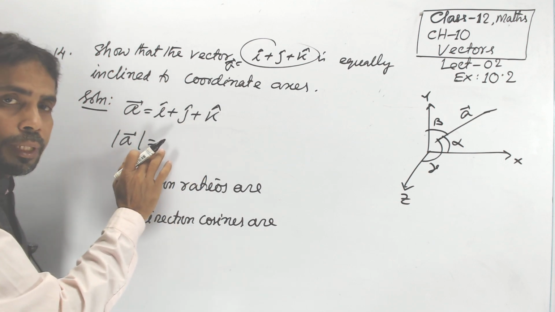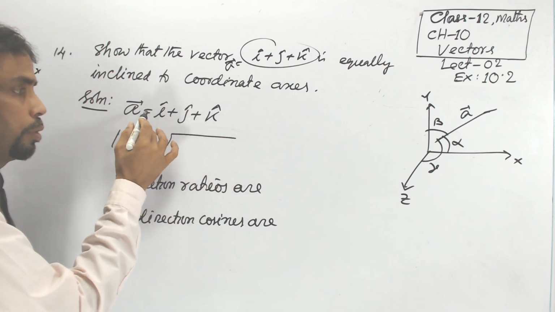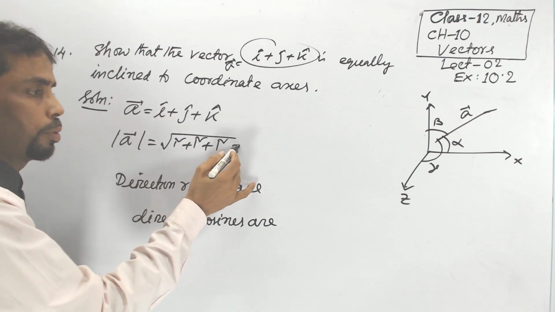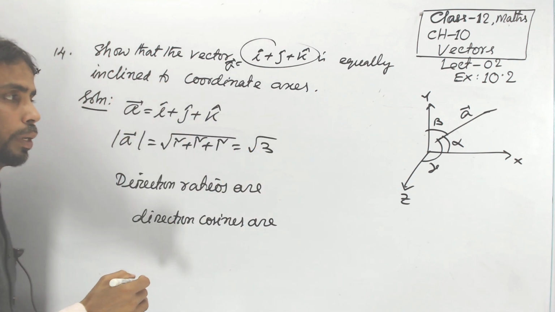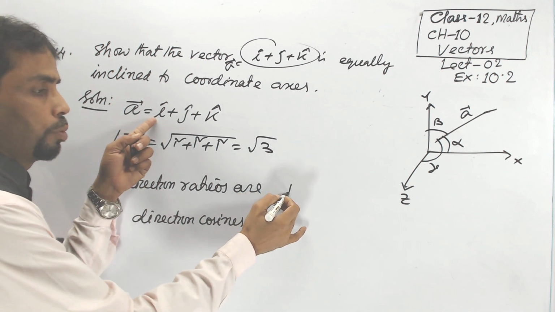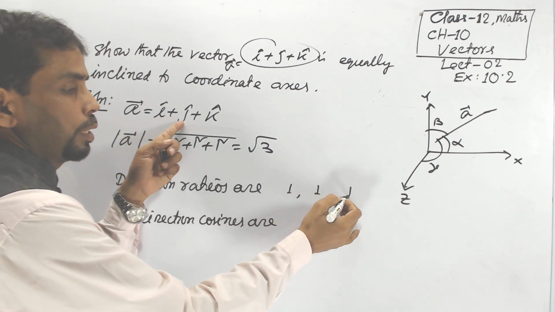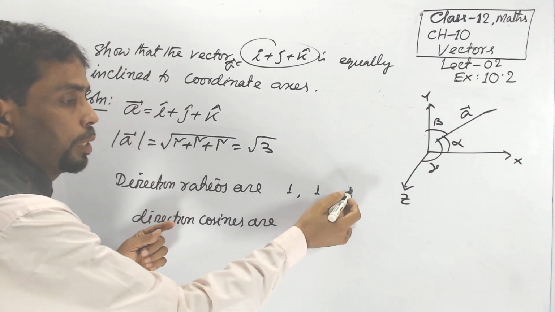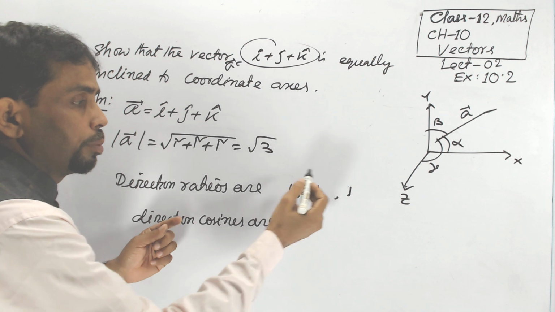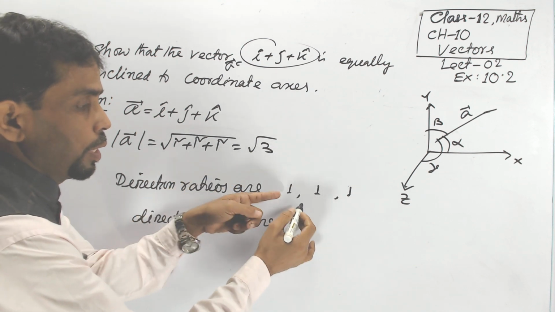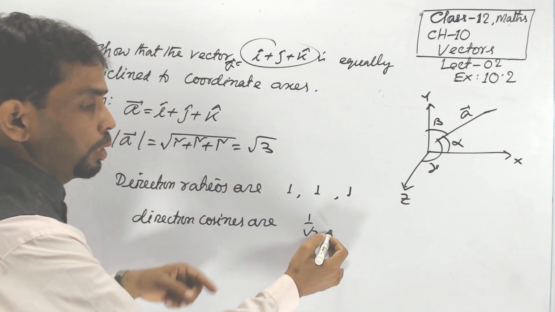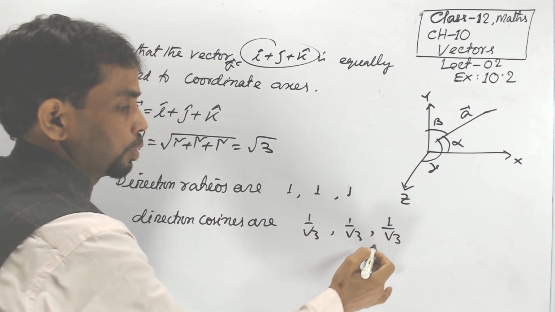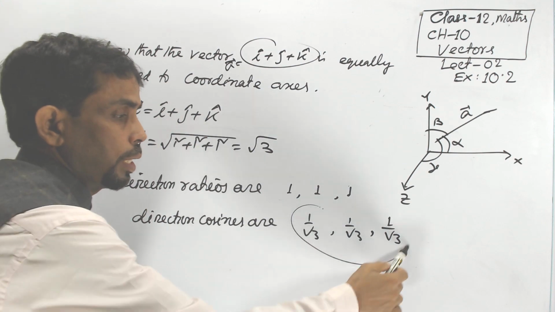First I'll find its magnitude. Coefficient of i is 1 squared, coefficient of j also 1 squared, coefficient of k also 1 squared. It is square root of 3. Now I'll first write the direction ratios. Direction ratios are 1, 1 and 1. And then the direction cosines we know are found by direction ratios divided by magnitude. That means it is 1 by root 3, again 1 by root 3, and again 1 by root 3. Now you see the direction cosines are equal.